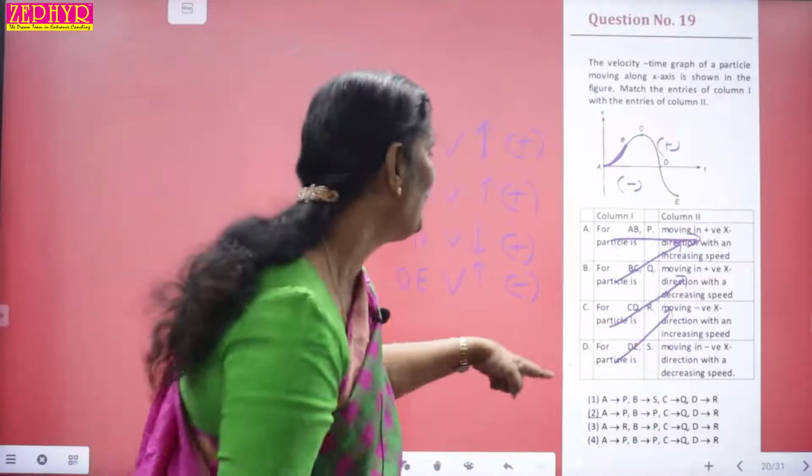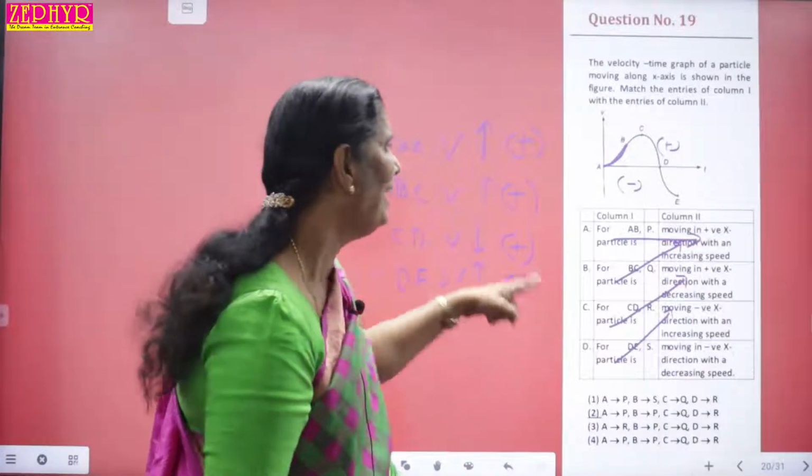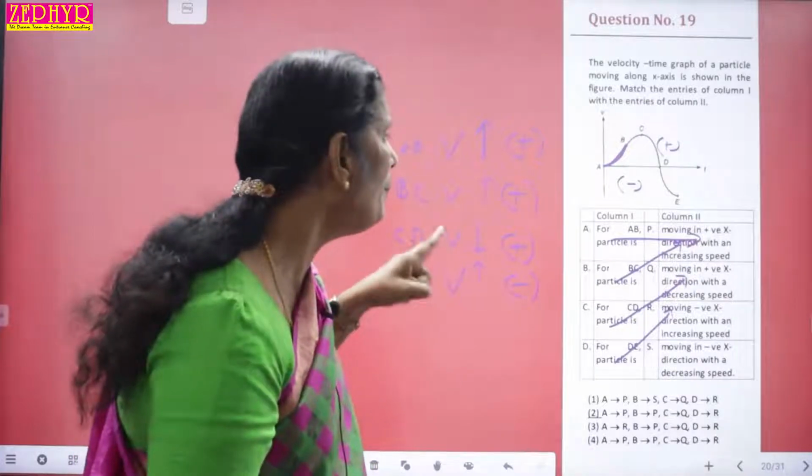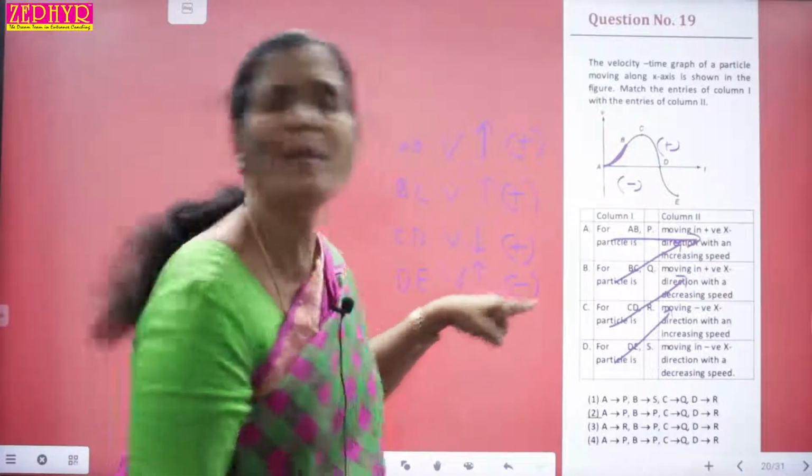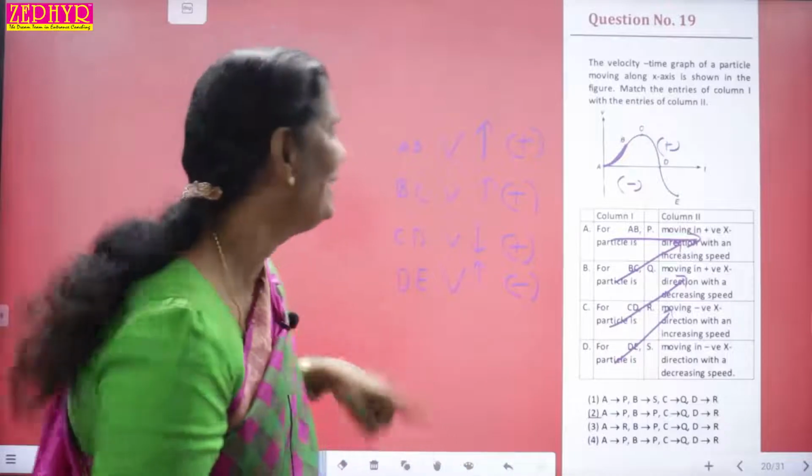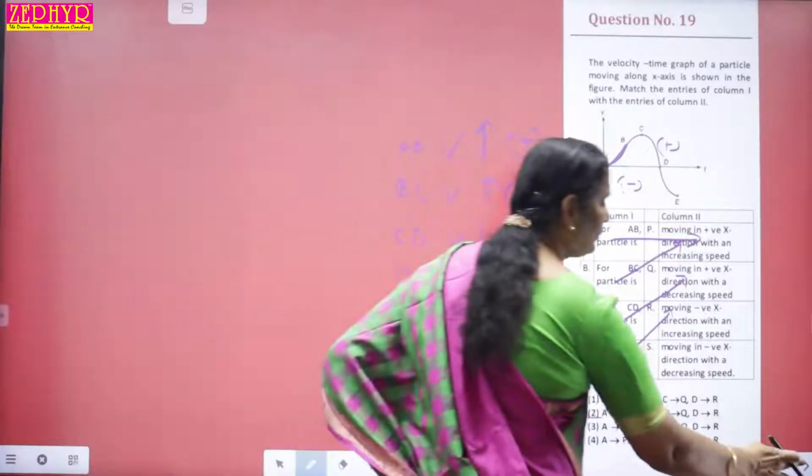In that way you have to do. So the answer for D will be R, like that. Our answer will be PPQR. PPQR, like that. Understood? Yeah, very good question. Be careful.